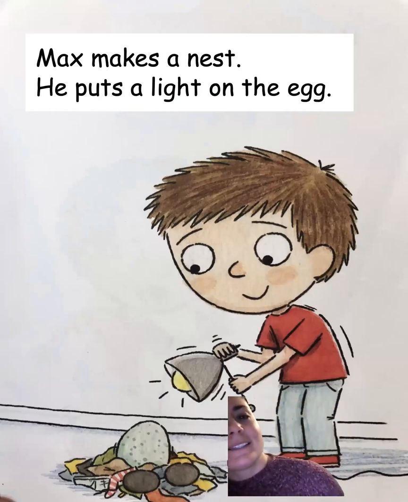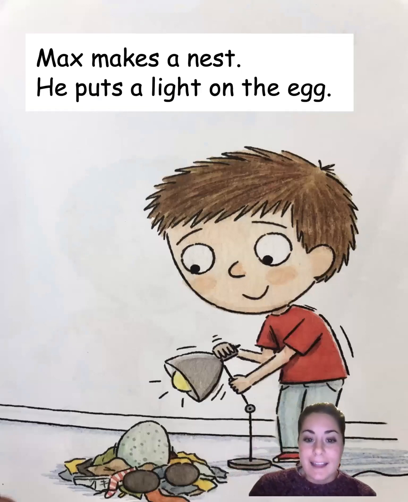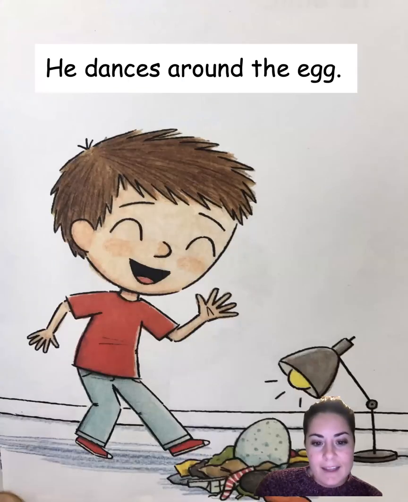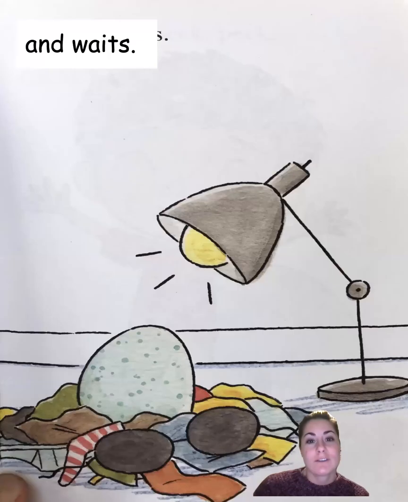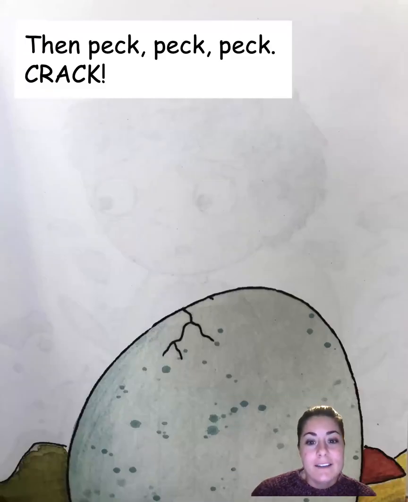Max makes a nest. He puts a light on the egg. Oh, so he's taking care of the egg, right? He dances around the egg. Oh yeah, he's kind of happy about this. He waits. What's he waiting for? Yeah, the egg to hatch. And waits. Then peck, peck, peck. Crack! Oh, what's it going to be?